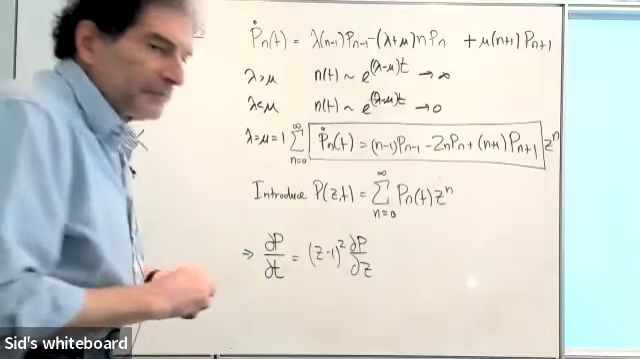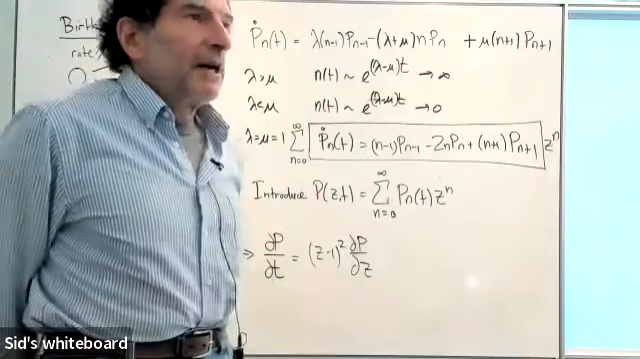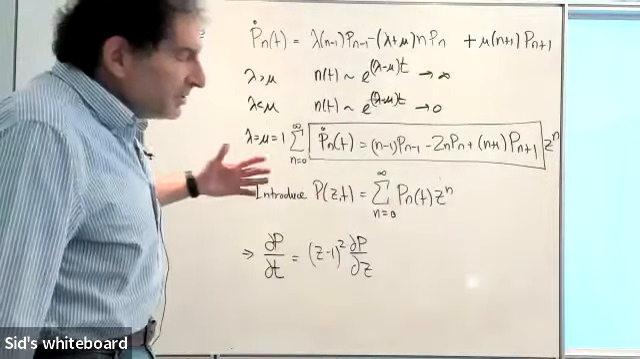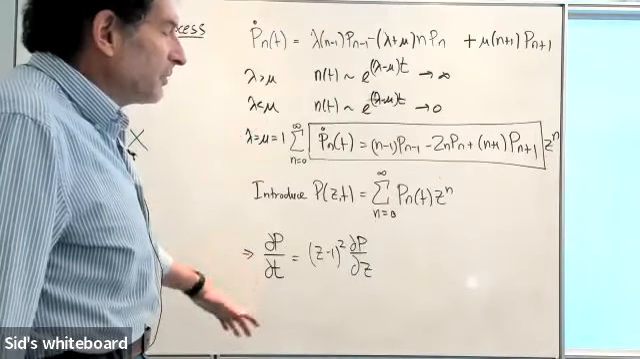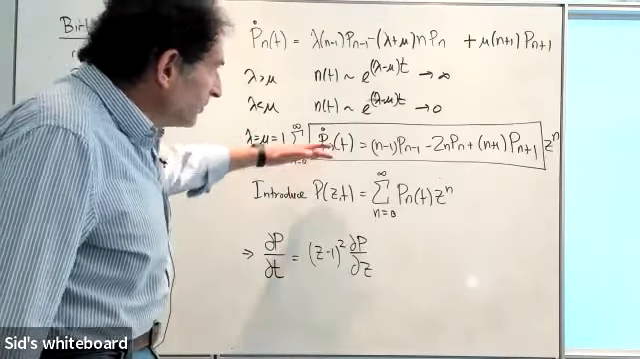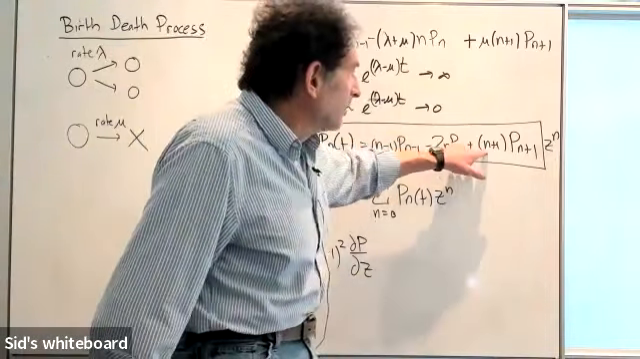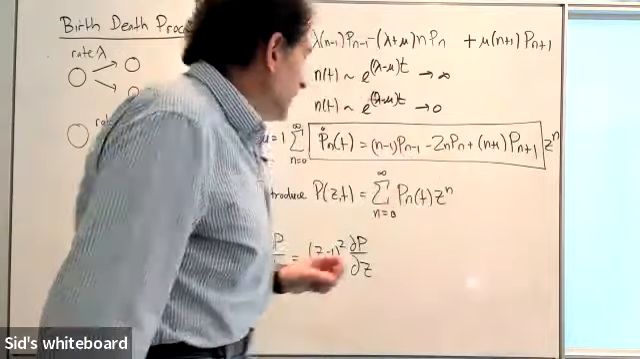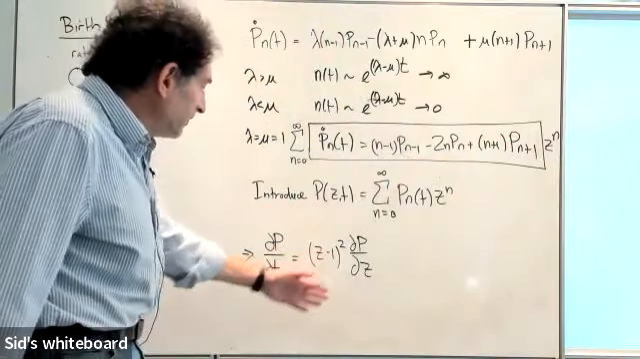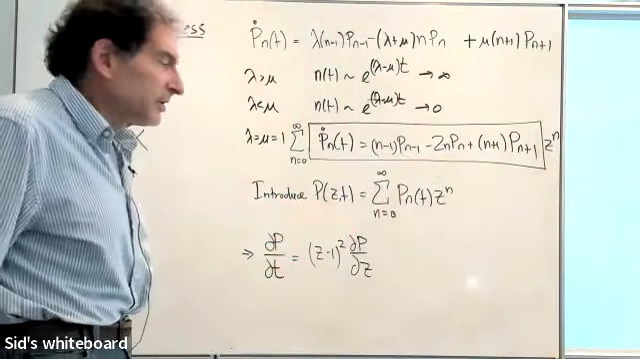So that's the result. Again, I invite you, using the techniques we did for the pure birth process, to just do the same steps here. You already know what happens with the first two terms. All you have to worry about is what happens with the last term. And after you do a little bit of manipulation, you'll get this partial differential equation.